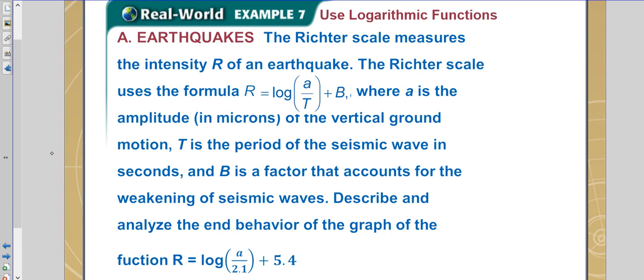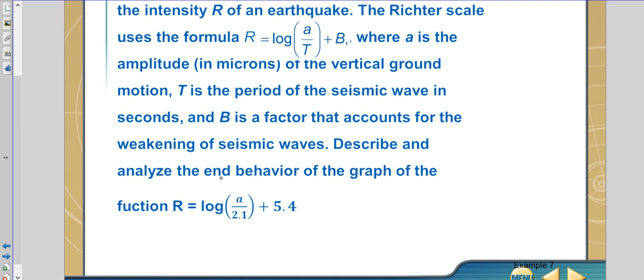Describe and analyze the function given this. So here's what we're going to do. We're going to plug this into the calculator, but what we're going to do is put an x here. So I'm going to graph log of x over 2.1 plus 5.4. So my base is 10. Something you could figure out from this is it should be shifted up 5.4 units. And this here, normally when you divide, it would be something smaller. Because it's on the inside, this will actually be a horizontal stretch by factor 2.1.